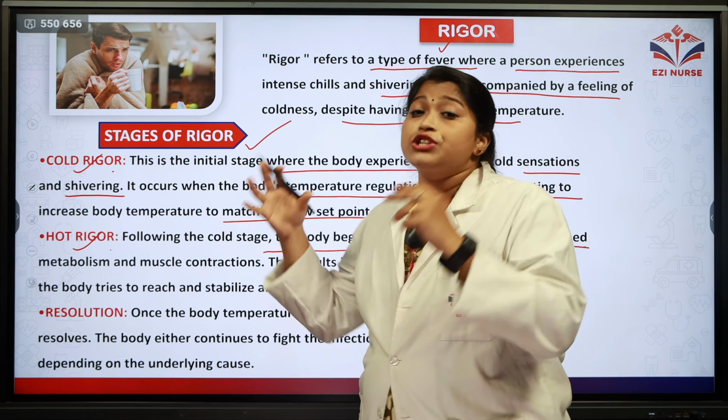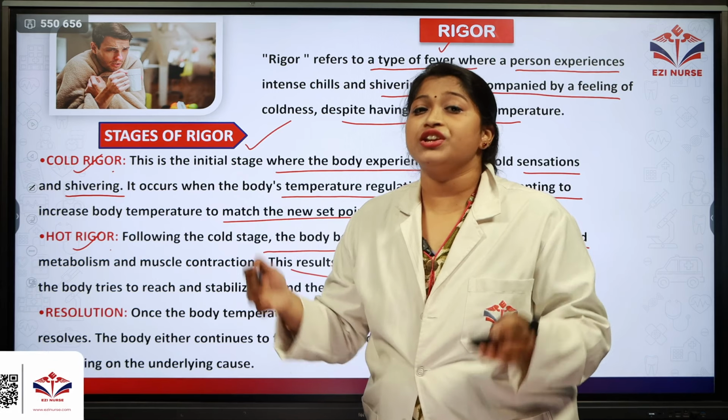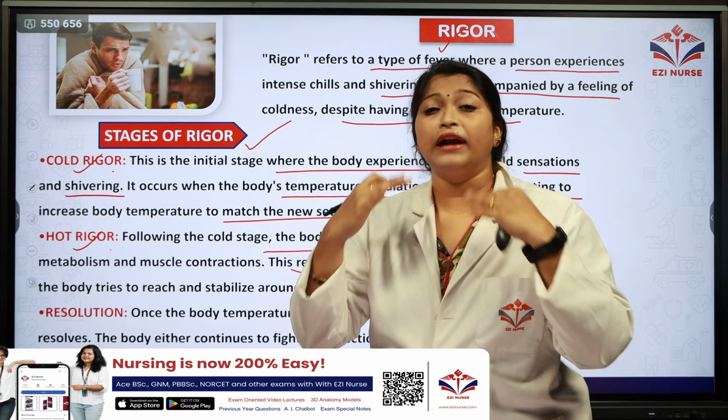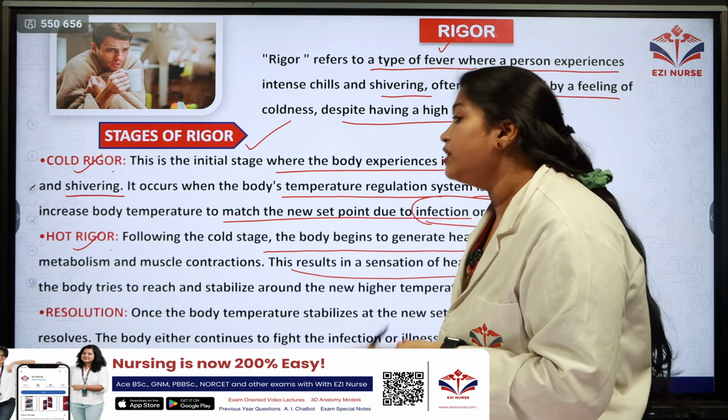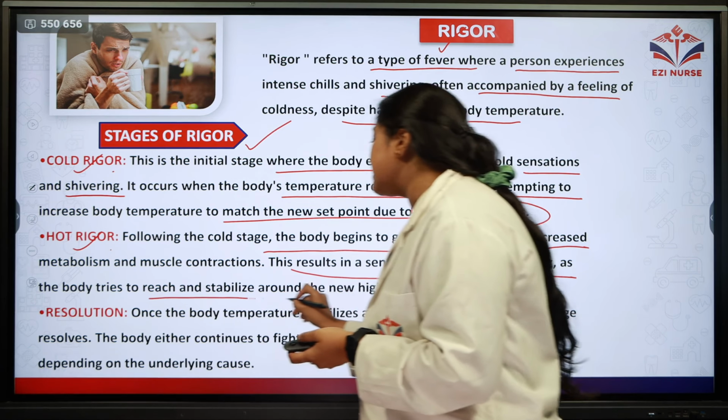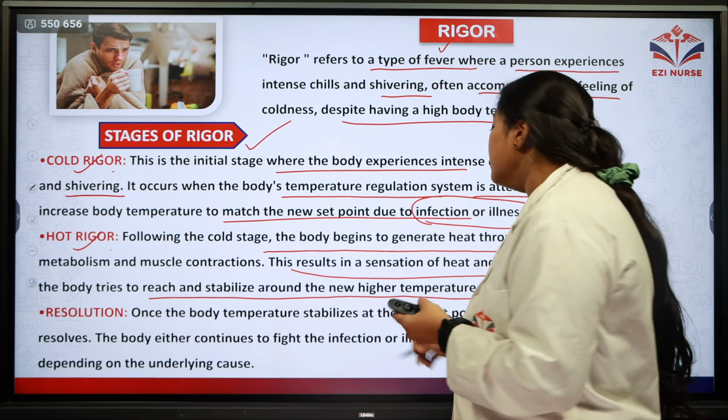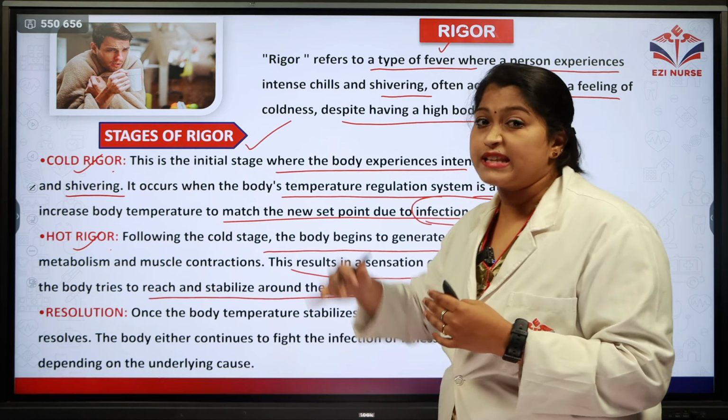So in the first stage, there is shivering and cold sensation. Here, there is heat and sweating in the body of the patient. The body tries to reach and stabilize around the new high temperature which has been set point.